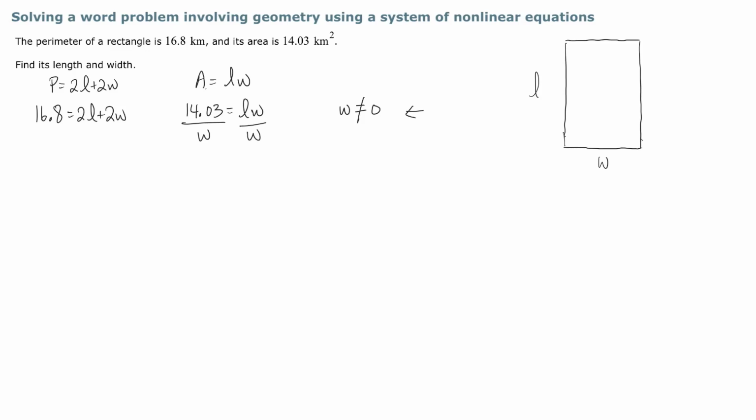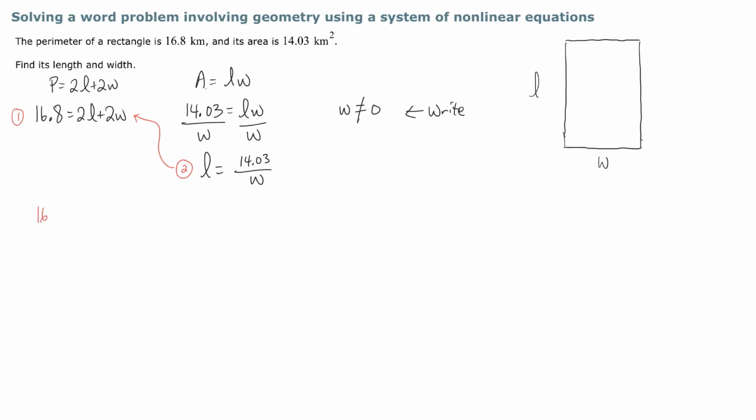You do need to write this down. Make sure you write why you're dividing by a variable. You have to state that that variable can never, ever be 0. Now we have L is equal to 14.03 over W. We're going to call this equation 1 and call this equation 2. And we're going to use the substitution method, where we're simply going to sub equation 2 into 1 and see what happens. So whenever you see an L, we're going to put parentheses.